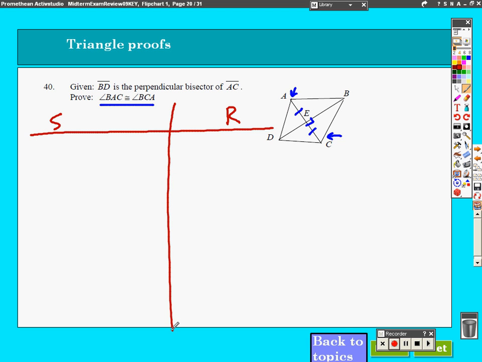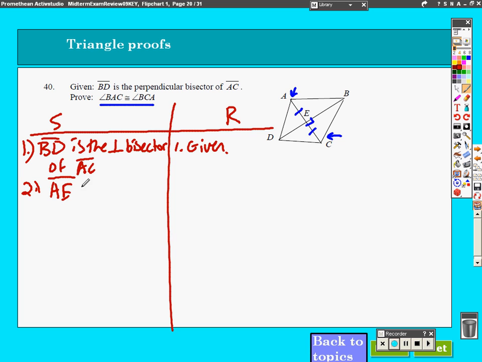Okay, my first statement is just going to be my given. BD is the perpendicular bisector of AC. And that was given. You actually have to extrapolate what it is that tells you. So this told me that AE was congruent to EC.